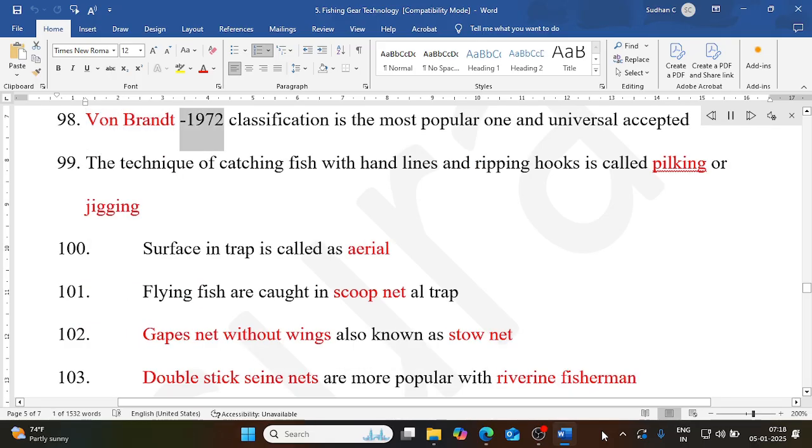Von Brandt 1972 classification is the most popular one and universally accepted. The technique of catching fish with hand lines and ripping hooks is called pilking or jigging.